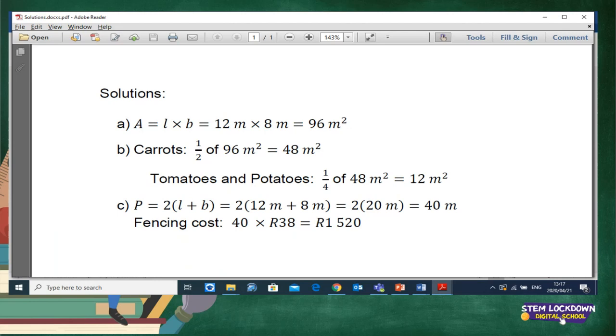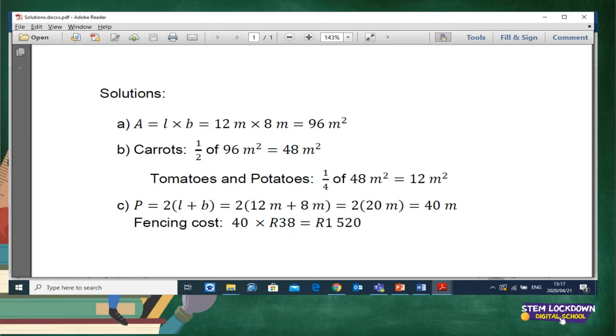Now, to get the area of the carrots, since it will be half, then of course you can just multiply 96 by half, or you divide 96 by 2. So when you divide 96 by 2, you get 48 square meters. So the area for the terrain of carrots will be 48 square meters. So that will be half of the entire terrain.